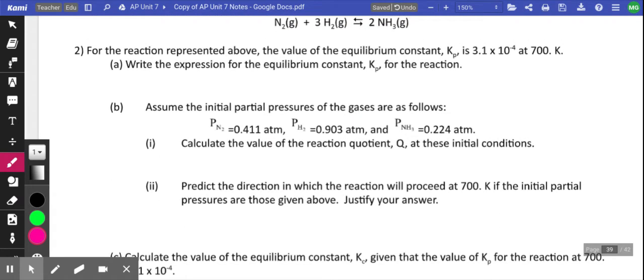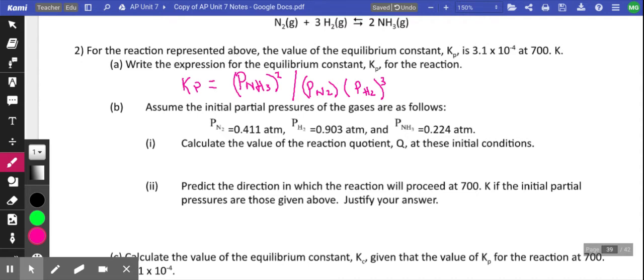Okay, moving on to the next question here. In the next question, first thing they want me to do is again write that Kp value here. So remember, that's going to be the pressure of the products raised to their stoichiometric coefficients over the pressure of the reactants raised to their stoichiometric coefficients. So it's going to be the pressure of NH3, squared, over the pressure of N2 raised to the first power times the pressure of H2 raised to the third power here.